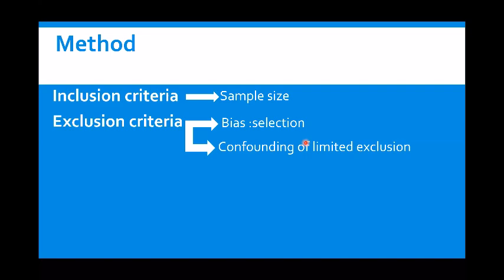Also, the exclusion criteria affect the confounding variables. So if you relax your exclusion criteria, you get selection bias. If you limit your exclusion criteria, you get confounding variables because you're including more people.